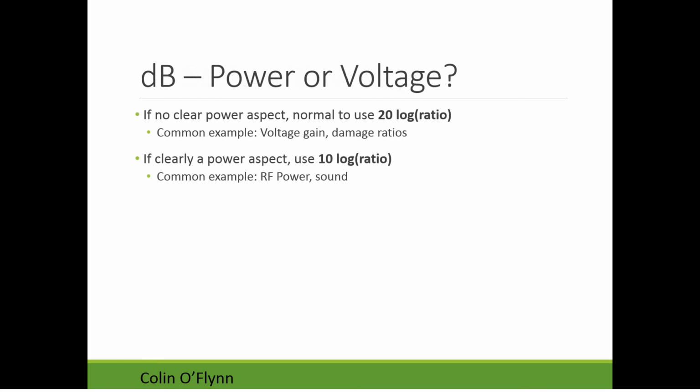Normally, if there's clearly a power aspect, just using decibels in general, they're used for all sorts of stuff, like RF power. We'll use this 10 log of the ratio. If there's no clear power aspect, the example being voltage gain, the simplest one. People have sort of abused it, so there's stuff like damage ratios in assessments that they want to measure in decibels, and they'll use the 20 log. If there's no clear power in that, it's not clear that it's directly related to power, this damage ratio.